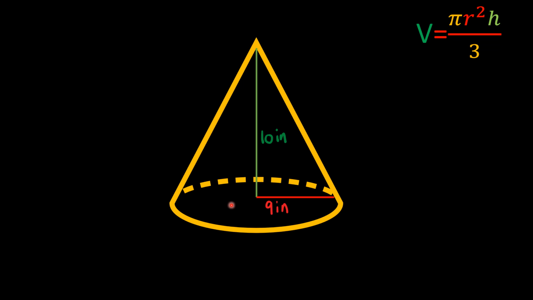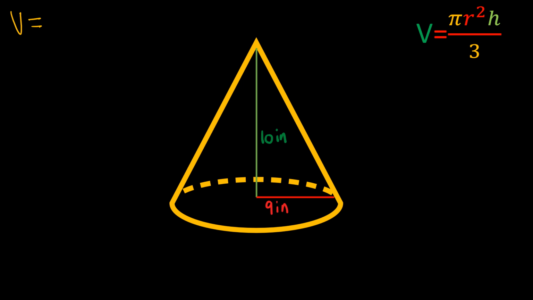Alrighty, in this equation we have a radius of 9 and a height of 10. Pause, take a break, see if you can figure this one out. Alrighty, in case you guessed it, we have everything we need to plug and chug for our volume equation.